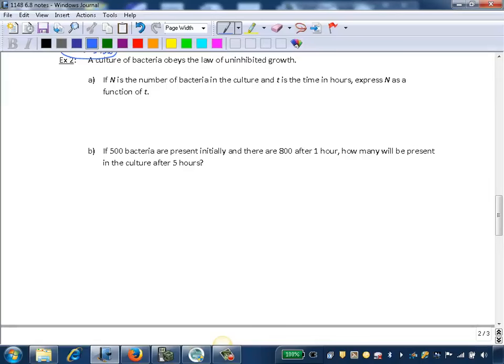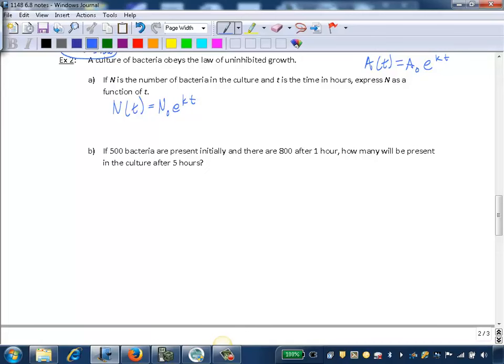So we know our general form of our exponential growth and decay models is A sub t equals A sub 0 times e to the kt. So A of t equals A sub 0 times e to the kt. Remember, this is your generic A, the amount of a substance. Well, in this specific example, we want n to be the number of bacteria. So we're going to use n instead of A. So our function would be n of t equals n sub 0 times e to the kt.